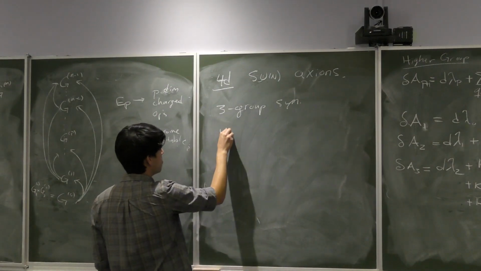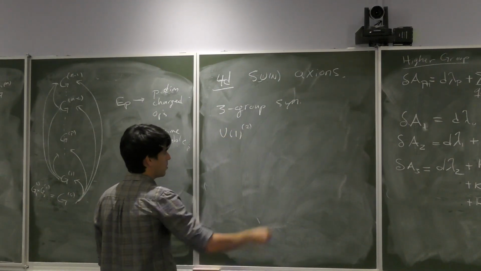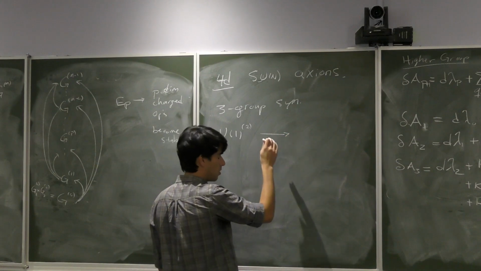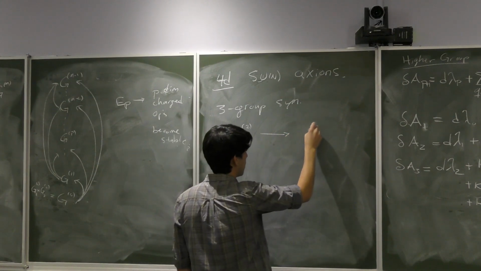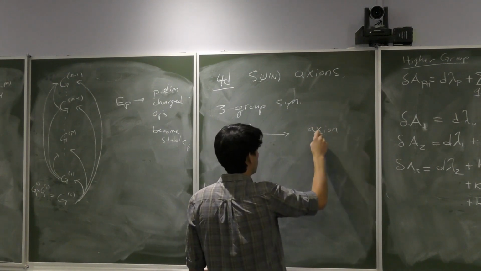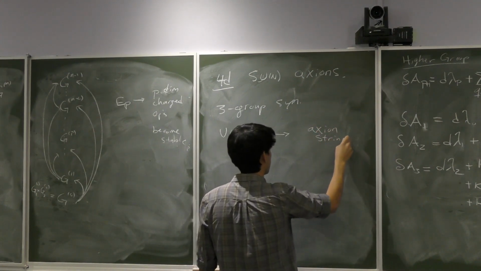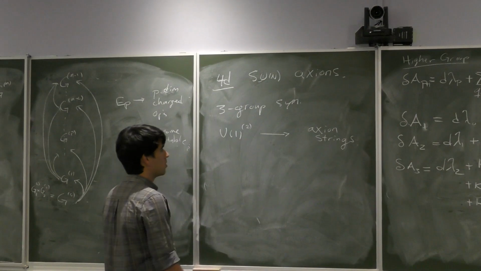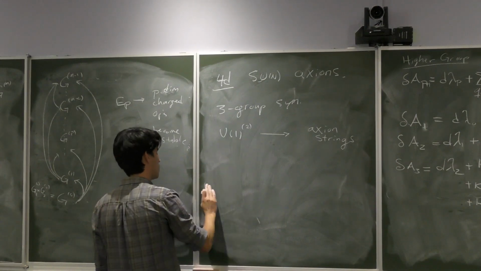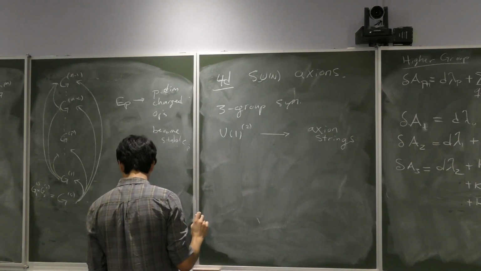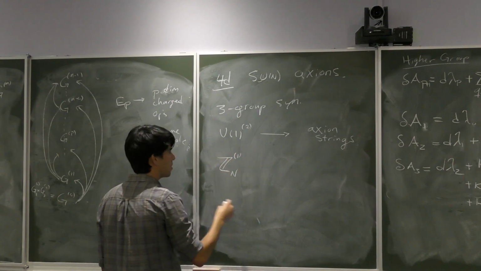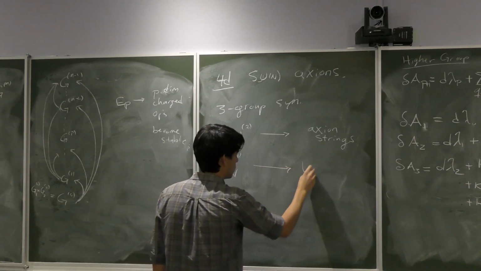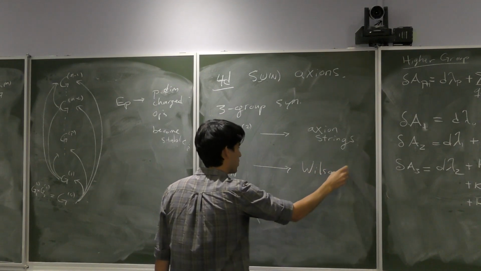So here there's a U(1) two-form symmetry, and the charged operators under this are the axion strings. And there's also a Z_N one-form symmetry where the charged operators are the Wilson lines.